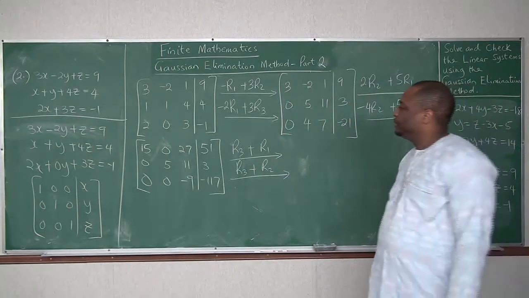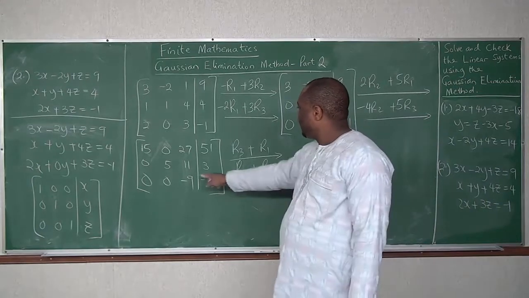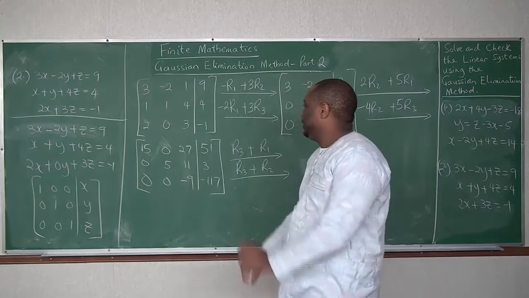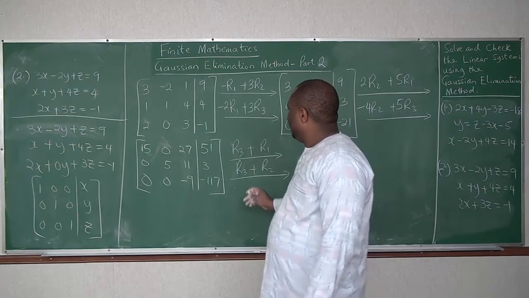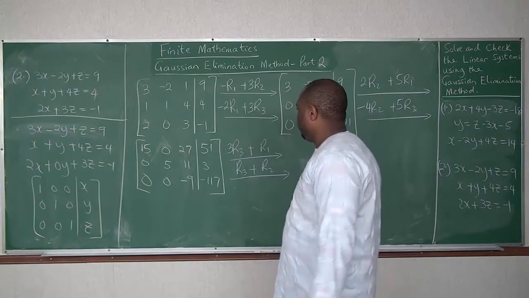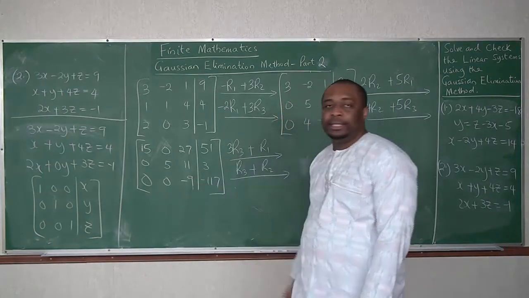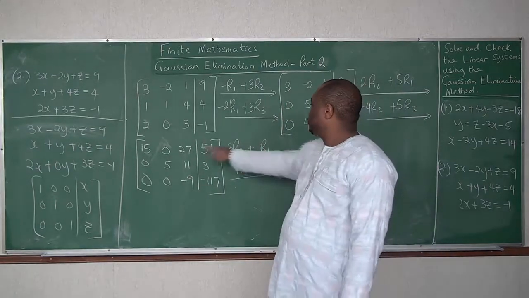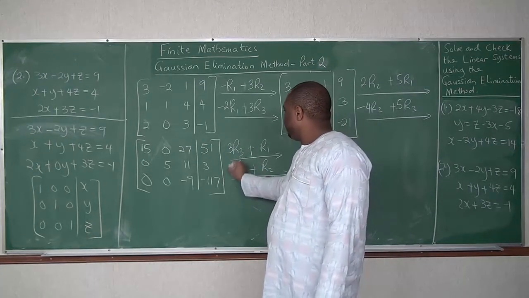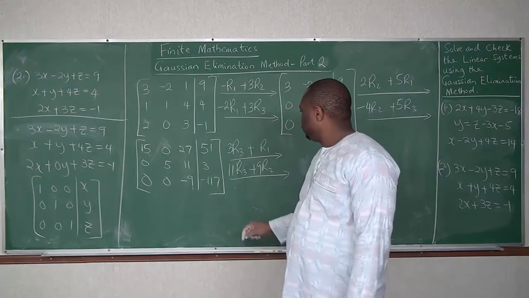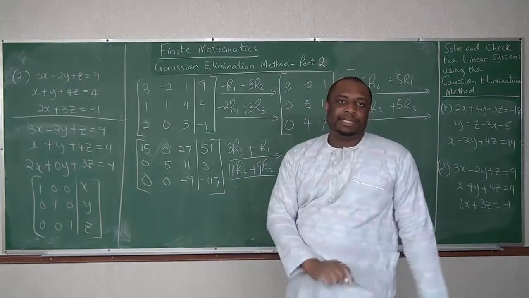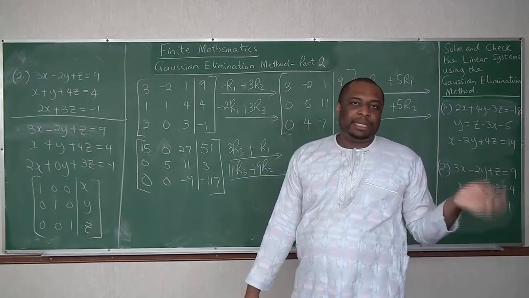Let's write the operations. This is 27 and negative 9, so it's like saying 3, arrow 3 plus arrow 1. 3 times negative 9 is negative 27, plus 27 is 0. Then this will be 11 arrow 3 and 9 arrow 2. 11 times negative 9 is negative 99 plus 9 times 11, 99. Negative 99 plus 99 is 0.